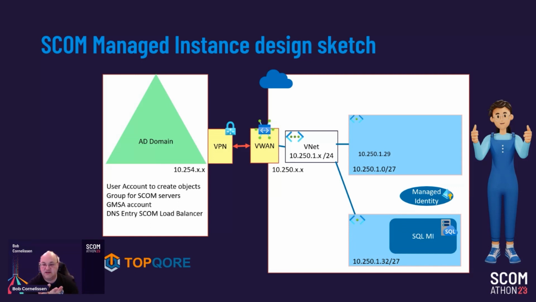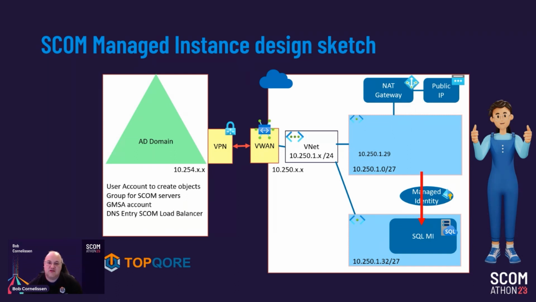Obviously, you need some kind of access to it outside of a user account. So you will have an admin account, but SCOM doesn't use that account. It uses the managed identity. So we are using the managed identity to go from the SCOM servers into the SQL MI, which is where we store our data. What else do we need? At the top over there, the NAT gateway with a public IP.